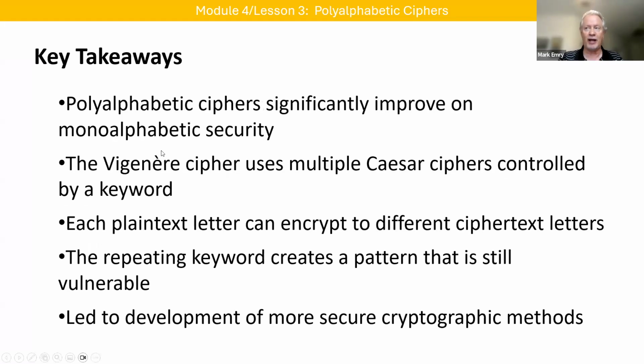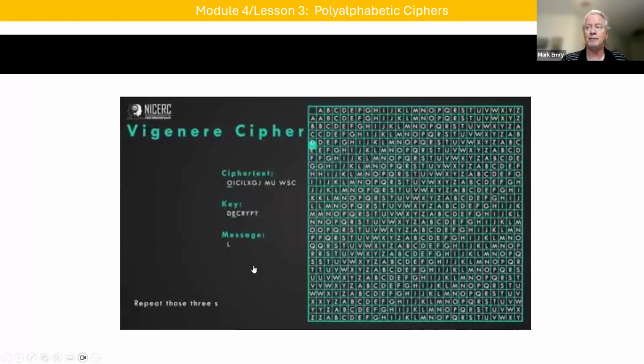So what are some of the takeaways from this lecture? We should remember that polyalphabetic ciphers significantly improve on monoalphabetic security. The Vigenère cipher uses multiple Caesar ciphers controlled by a keyword. Each plaintext letter can encrypt to different ciphertext letters. The repeating keyword creates a pattern that is still vulnerable. And this has all led to the development of more secure cryptographic methods.